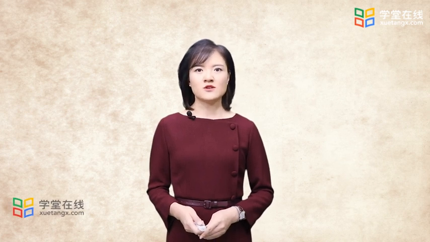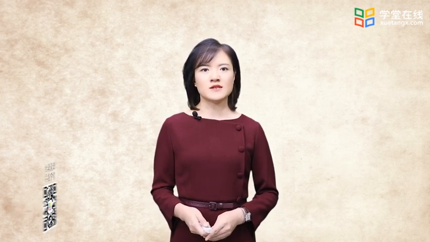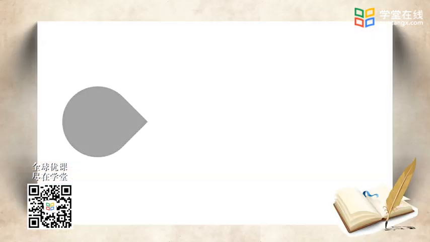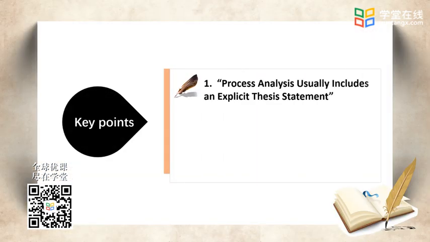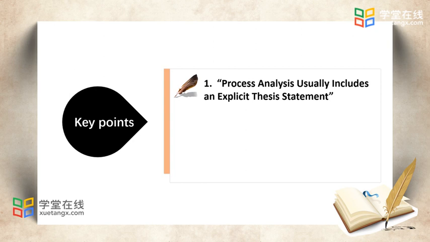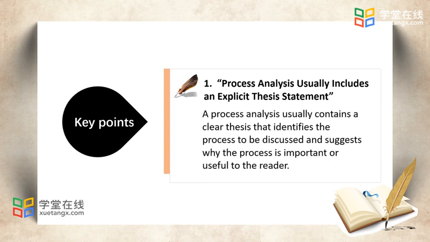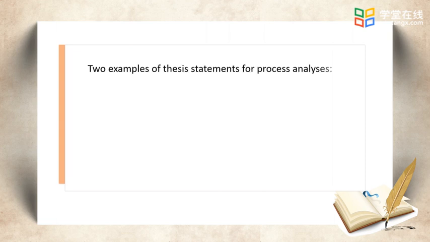Next, I'll lead you through the characteristics of process analysis paragraphs. The first characteristic is that process analysis usually includes an explicit thesis statement. A process analysis usually contains a clear thesis that identifies the process to be discussed and suggests why the process is important or useful to the reader. Let's read these two examples of thesis statements for process analysis.